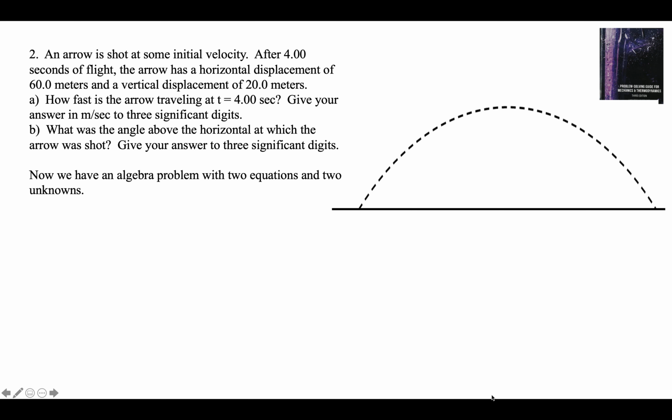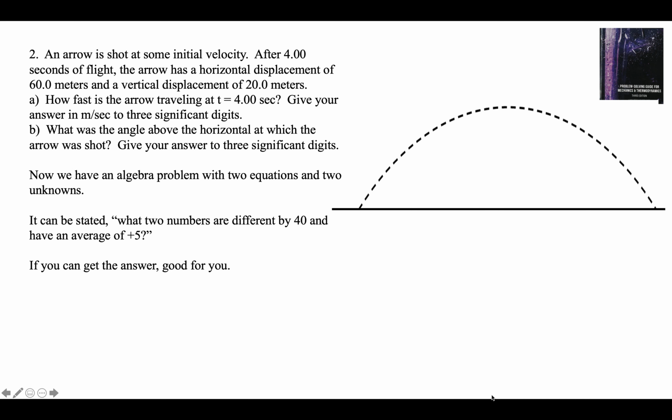Okay, now we can think of it like an algebra problem. 2 equations and 2 unknowns. Remember problems like these? What 2 numbers differ by 40 and have an average of plus 5? We know they differ by 40 because gravity took away 40. And we know they have an average of plus 5 because it went 20 meters in 4 seconds. So knock yourself out. Do some math.